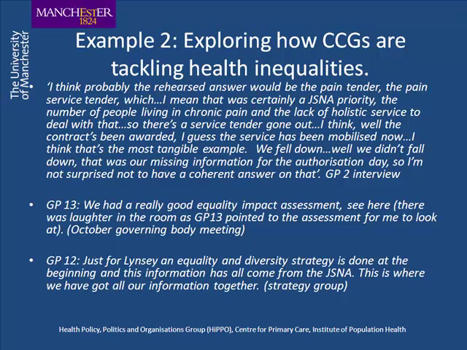And what was really interesting is when I asked them how you're tackling health inequalities, I think probably the rehearsed answer would have to be the pain service tender, which I mean was certainly a joint strategic needs assessment priority. The number of people living in chronic pain and the lack of holistic service to deal with that. So there's a service tender gone out, I think. Well, the contract's been awarded. I guess the service has been mobilised now. I think that's the most tangible example.